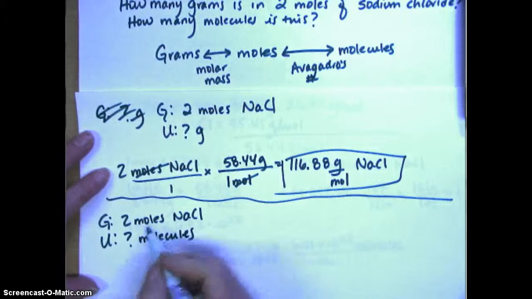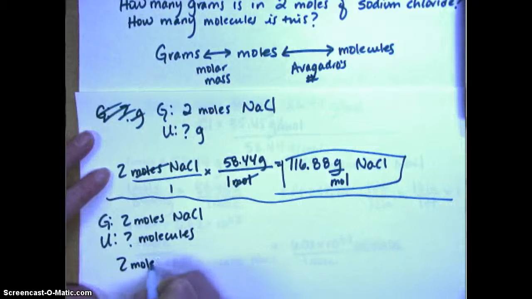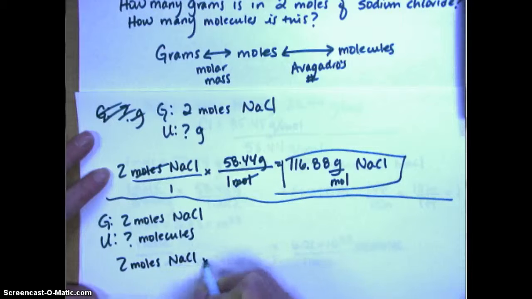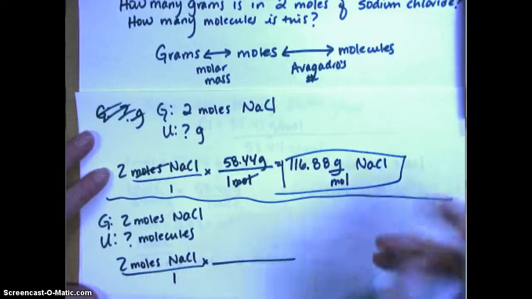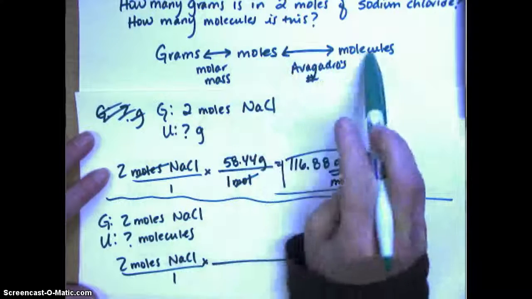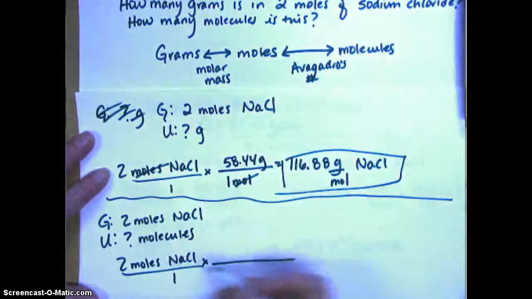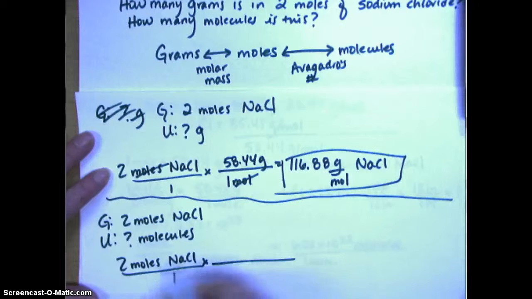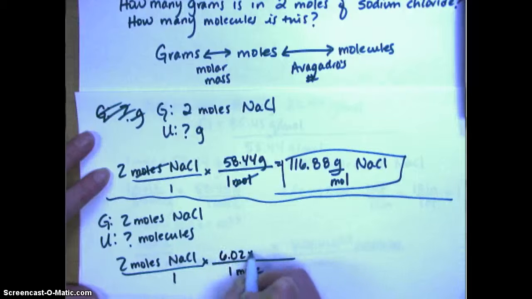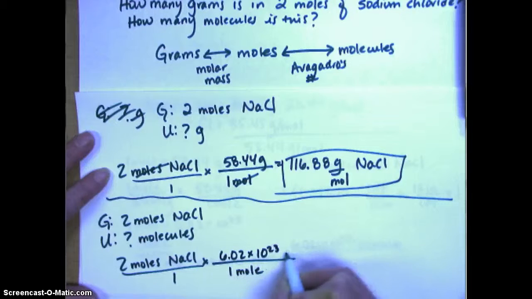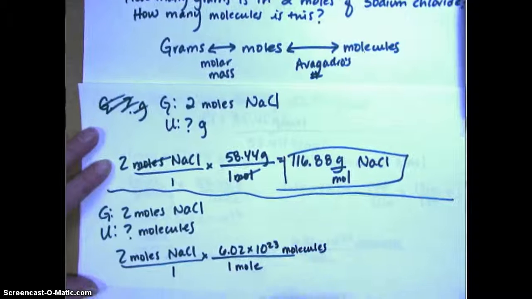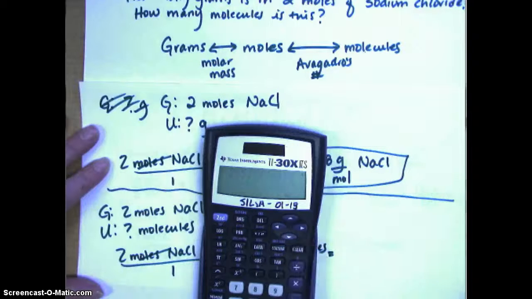So again, you're going to start off with the known, 2 moles of NaCl, over 1. And then you're going to multiply it, going from moles to molecules, by Avogadro's number. So since mole is on the top, you're going to have to use the ratio where 1 mole is on the bottom, 6.02 times 10 to the 23rd molecules is on the top. Moles cancels.